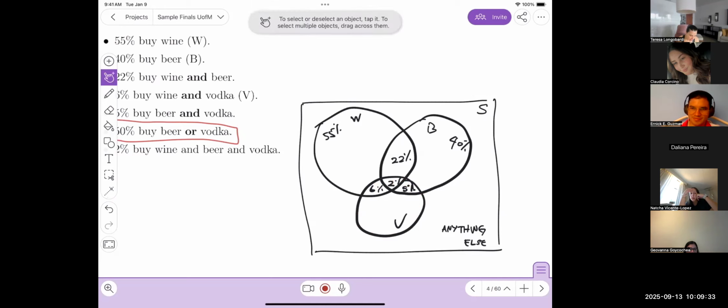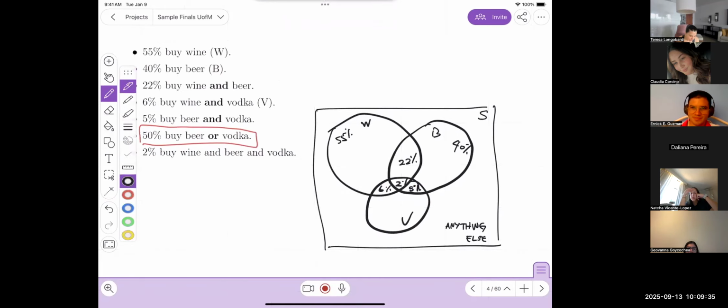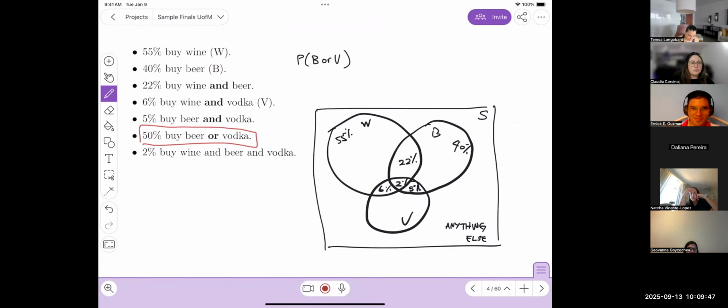Let's check. I've done these problems before, but I don't remember, I just have a gut feeling. So let's write this out. Buy beer or vodka. The probability of buying beer or vodka: definitely they are not disjoint, right? So what do we know? They're not disjoint, they overlap. So it's going to be B plus V minus B and V.